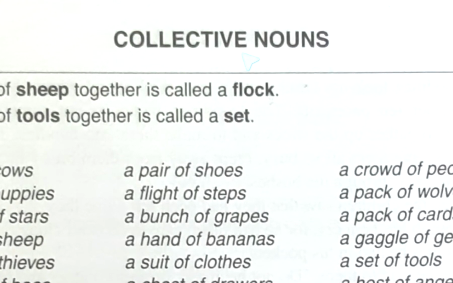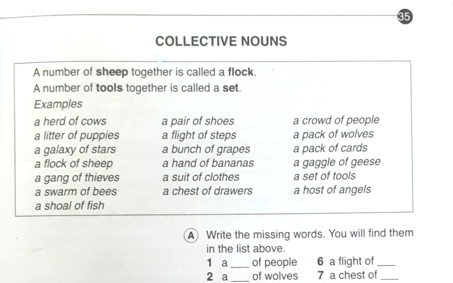What is a collective noun? A collective noun is the name of a number or collection of persons or things taken together and spoken of as one whole, like crowd, mob, flock, herd, army, etc. Here we will get more also. So let's see what is written in this place. A number of sheep together is called a flock, what I told just before. A number of tools together is called a set. So let's see after that.